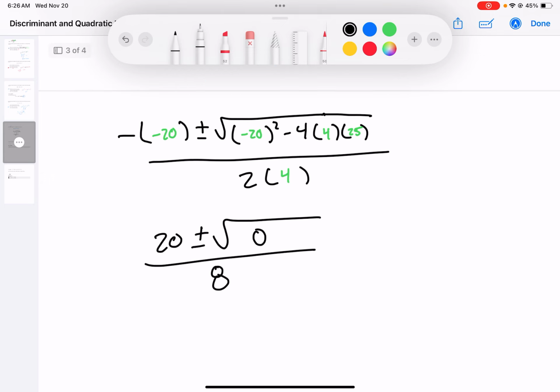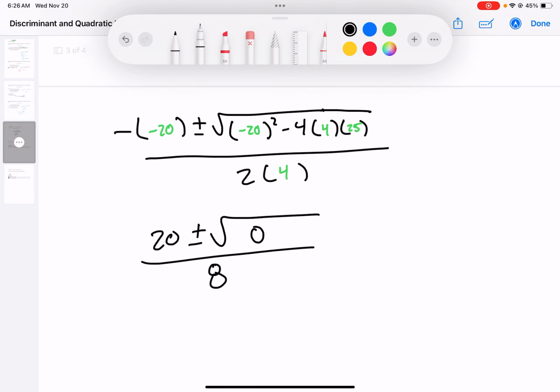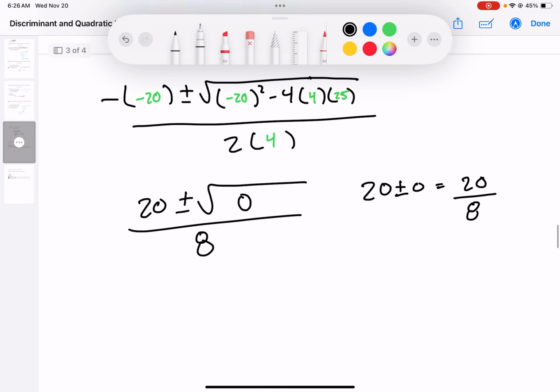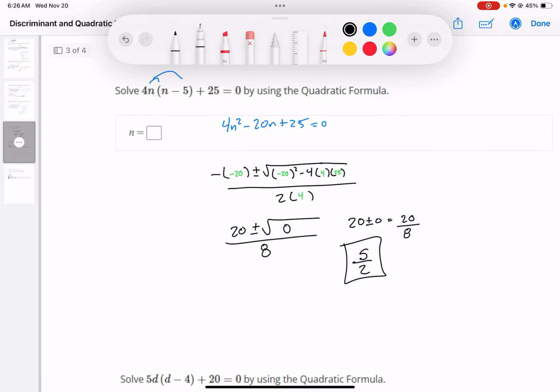Let me simplify. I got 8. Well, 20 plus or minus the square root of 0 is just 20 plus or minus 0, which is equal to 20. Got to divide that by 8. And both those are divisible by 4, so that should be 5 halves. I only have one answer, which is awesome. And I guess it wouldn't even be x, it'd be n.